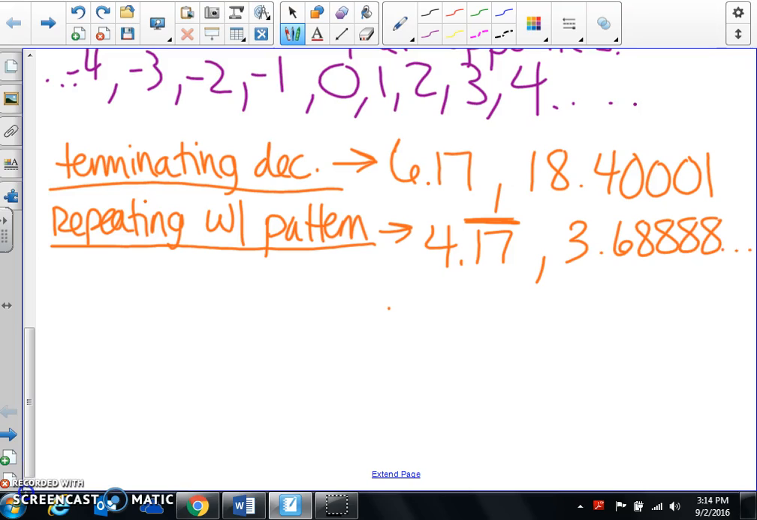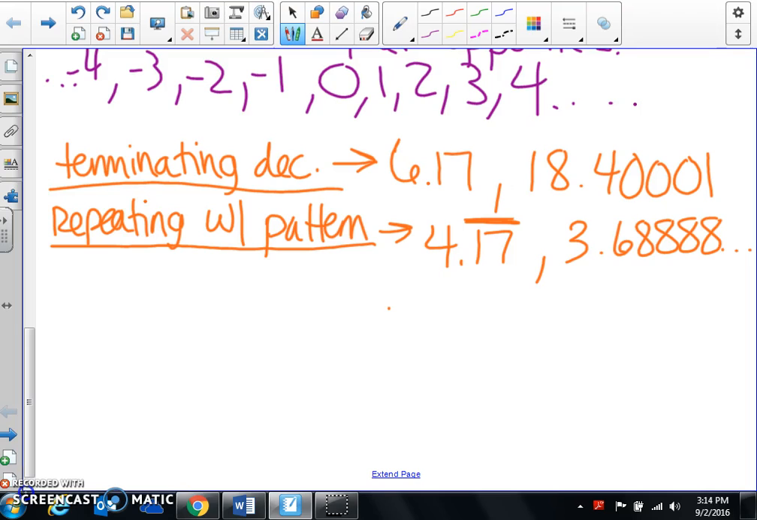3.68888... Okay. The way I remember that these are rational is that you definitely always know what the next number is going to be. For instance, 4.17, if I asked you what's the next number, you'd say 1. Next number, 7, 1, 7, 1, 7. Over here, 3.68888, what's the next number? 8. What's the next number? 8. What's the next number? 8. Okay, so it's repeating and it has a definite pattern.